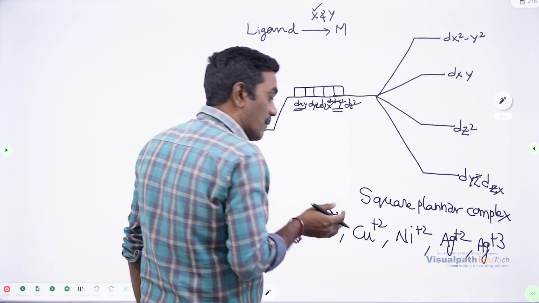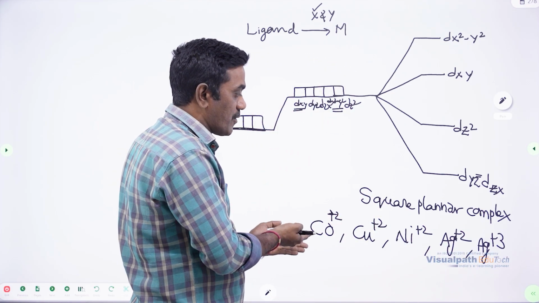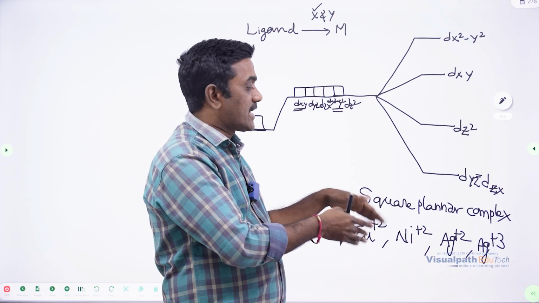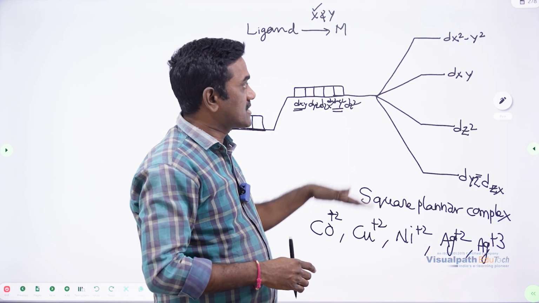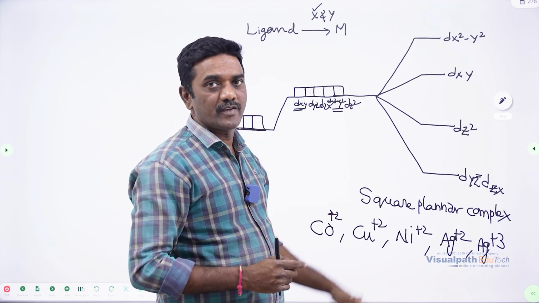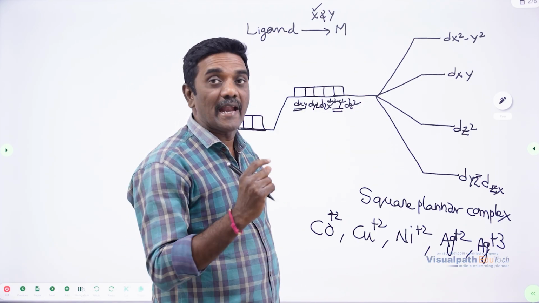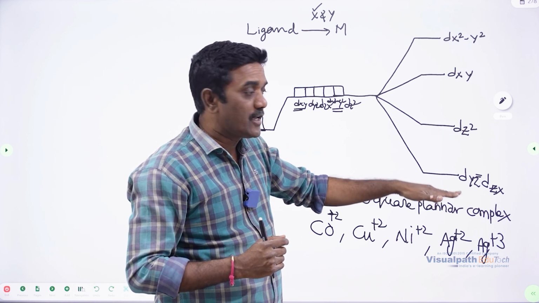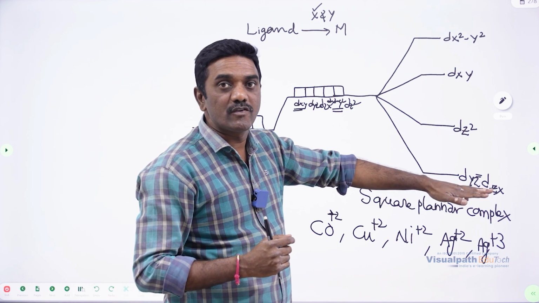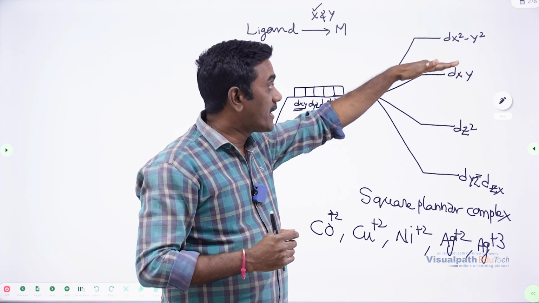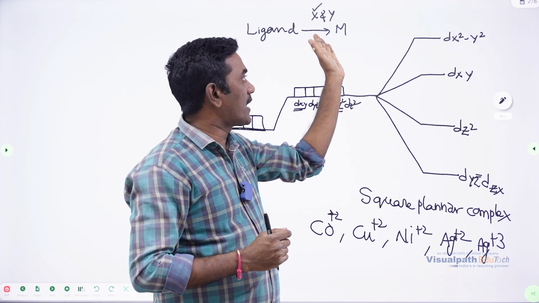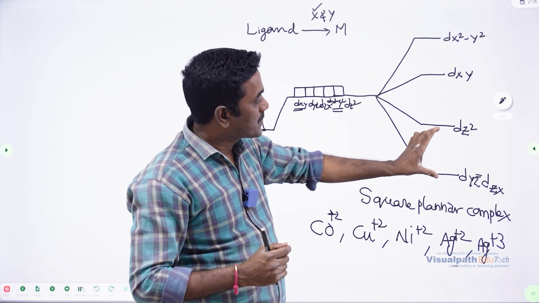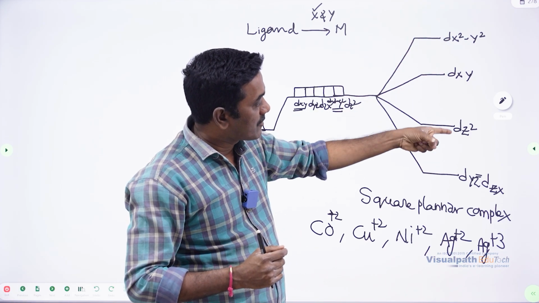For the complexes which are having metal ions like cobalt, copper, nickel, Az, silver in the plus 2 state and silver in plus 3 state, the splitting is going to be in this way. In case of platinum and palladium plus 2 state, the dz square will come down, whereas dyz or dzx will go up. The remaining two will be like that, because in square planar complex we already discussed that x and y will experience more. Only difference will come between these two.